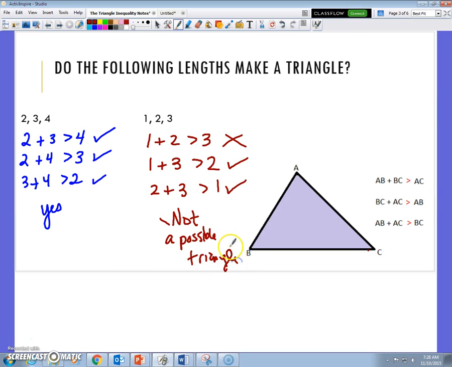Alright, and so basically you need to check each combination of the side lengths to make sure that the two side lengths add up to more than the third side length that's not being assessed.